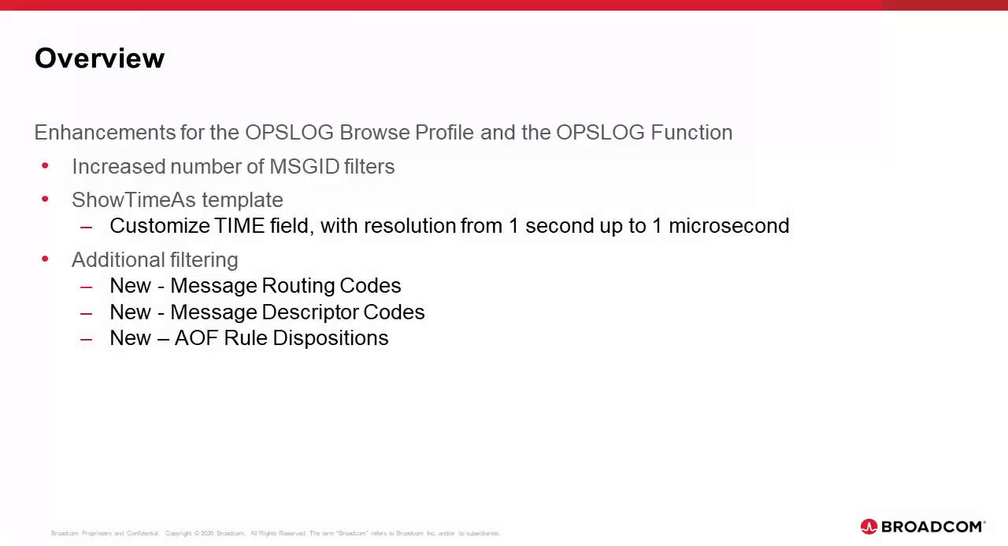Enhancements for the OPSLOG Browse profile and the OPSLOG function are as follows. The number of message IDs to filter on was increased. The time field in OPSLOG is currently fixed with hours, minutes, and seconds, and has been enhanced to allow the time field to show portions of seconds, using something known as the Show TimeAs template. And additional filtering of messages is allowed with route codes, descriptor codes, and AOF rule dispositions.